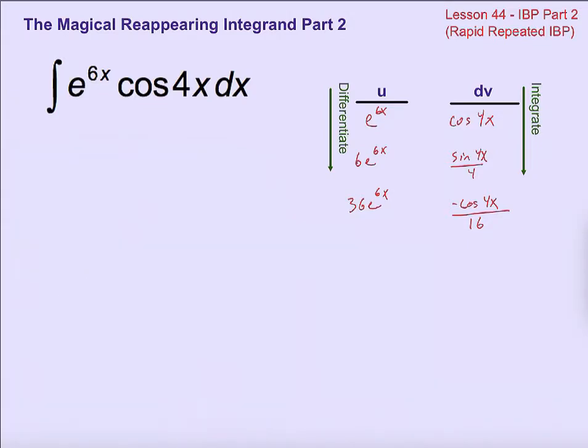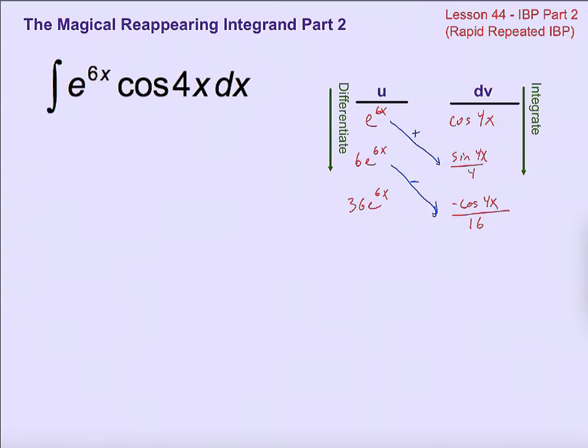If we use our rapid repeated method and make those connections here, the product of e to the 6x times sine of 4x over 4, and then 6e to the 6x times negative cosine of 4x over 16. Remember that we're going to switch the sign on this one. Keep the original sign on the first one. And you might be thinking, well, we're not going anywhere. We're just going in circles. And you're right. And that's what's so great about this. We've gone in a circle.